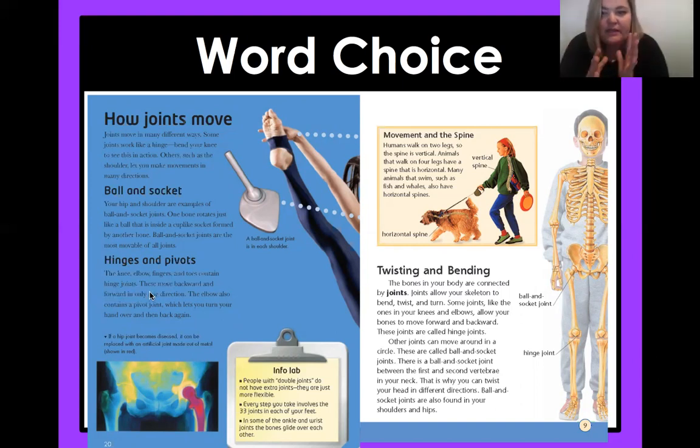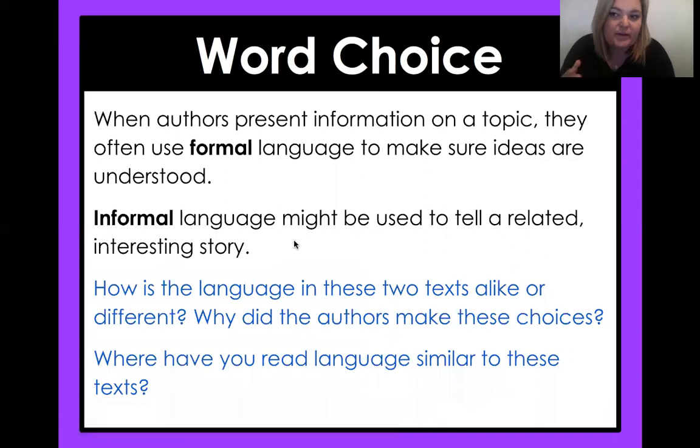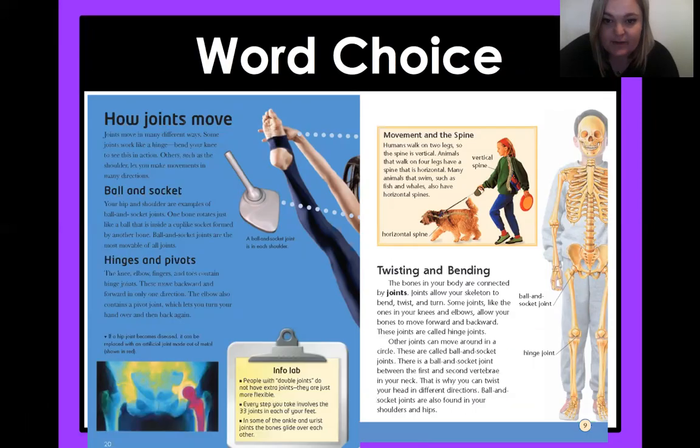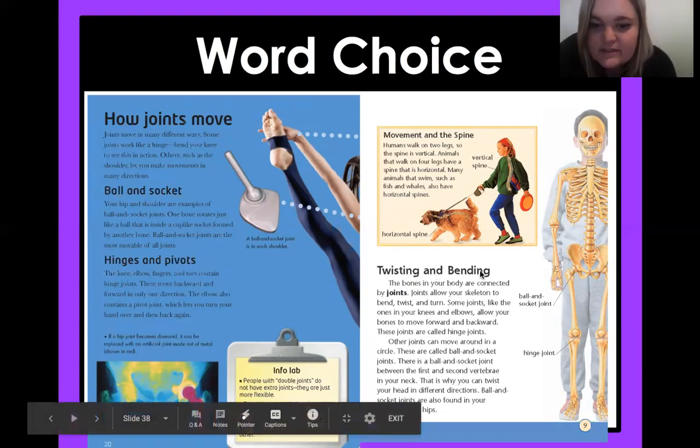So just by reading most of that page, we can kind of get the feel. Do we think that we are learning information presented to us, or are we learning about a story? So this is more formal language because they're trying to get us to understand the different joints that they're teaching us about. Now let's look at this one, twisting and bending.